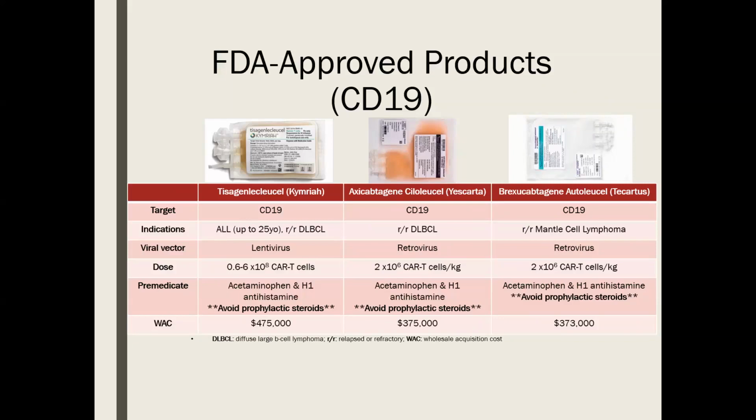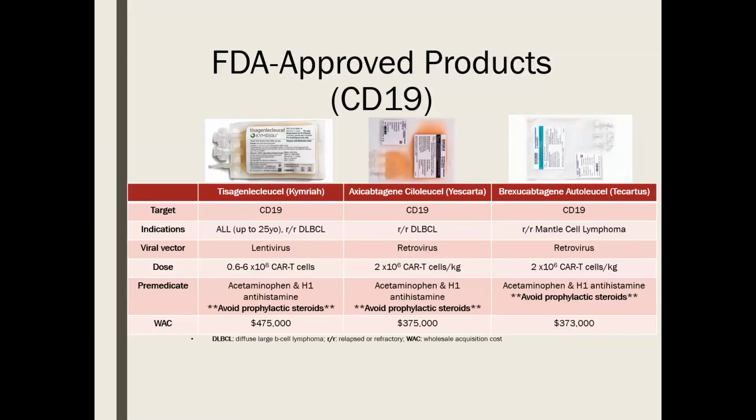I do include, just for your reference, the wholesale acquisition cost, or WAC, of these drugs. You'll see at the bottom, the WACs differ slightly, but they are quite a bit of money. So there's a lot of discussion with regard to sequencing of these products, how to use them the most efficiently. Do they go pre or post auto or allo, or how do they fit within our treatment paradigm for the disease states that they're approved for?